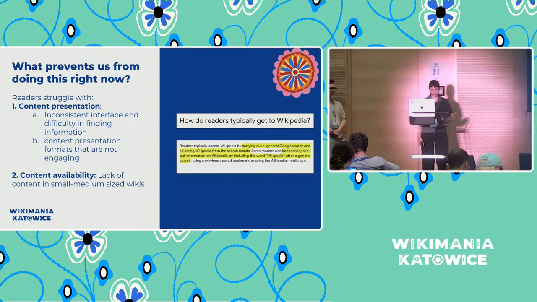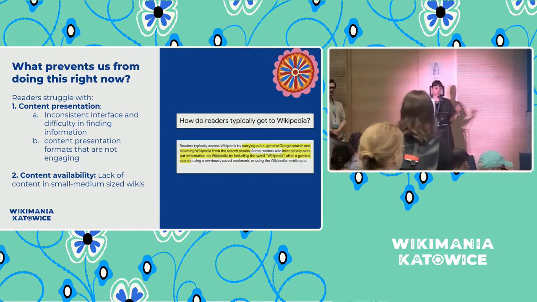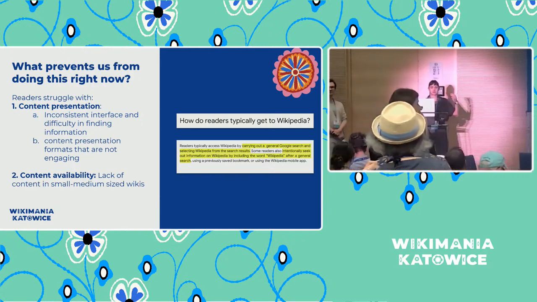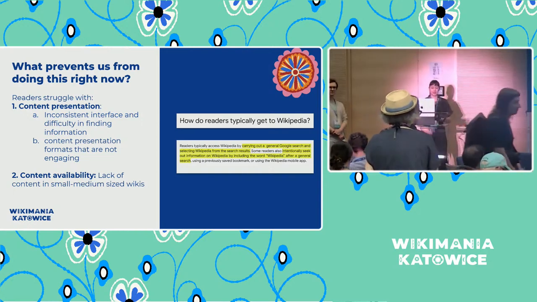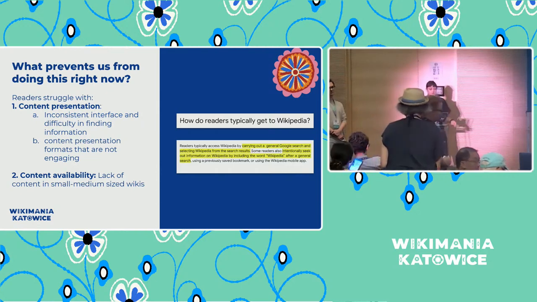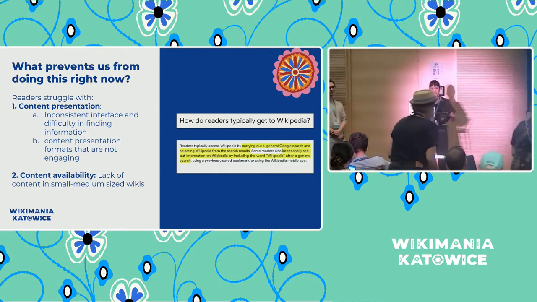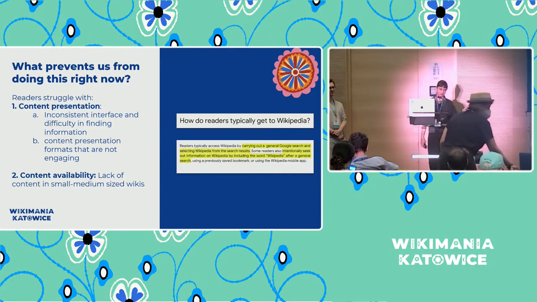So right now, the content itself can be really, really tricky to find. The interface can be inconsistent. Some articles have info boxes, others do not. Some articles have tables, others do not. And so for a lot of readers, what this means is that there's no consistent way for them to find somebody's birthday, or to find how long a river is, or other specific facts that they might have come to the wikis really, really explicitly looking for.